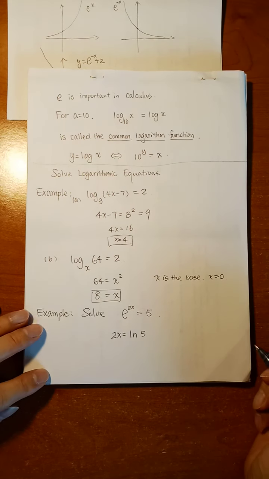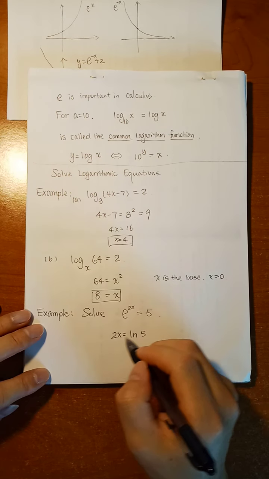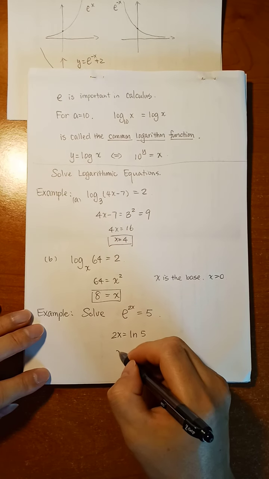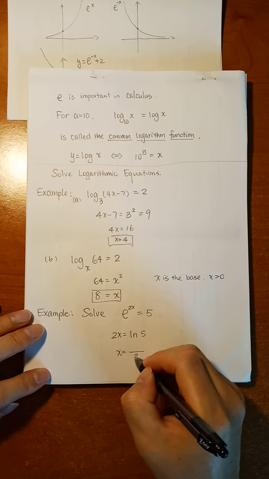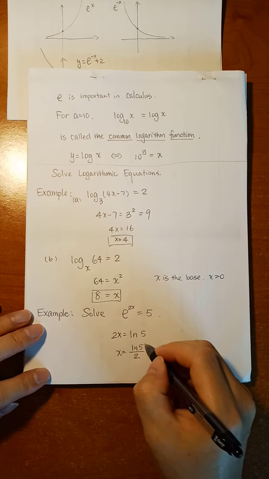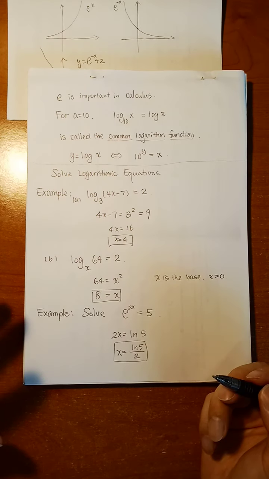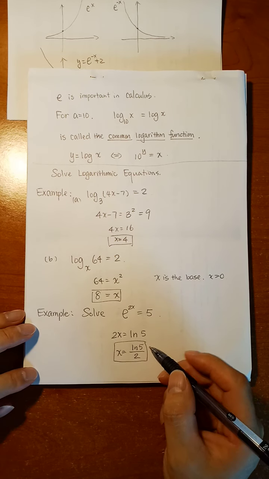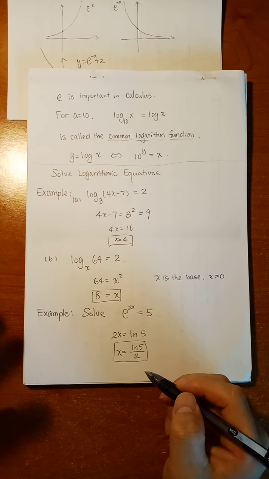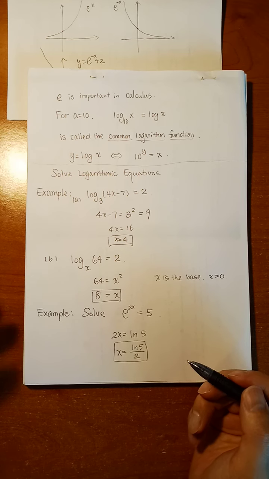The corresponding value is 5. So ln of 5 is 2x. And you divide both sides by 2, and that's it. Well, this is an irrational number. We have no idea about the true value. It's just ln of 5 over 2. It's a symbol.